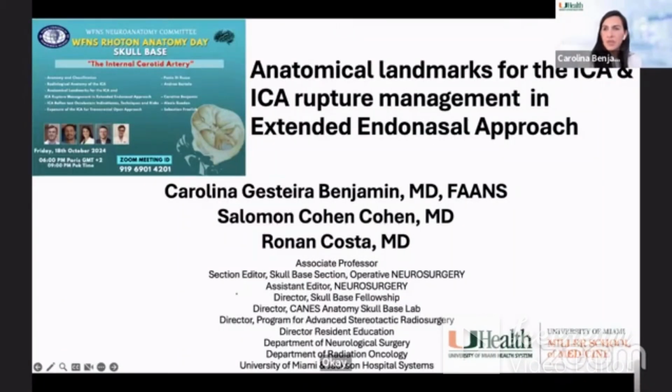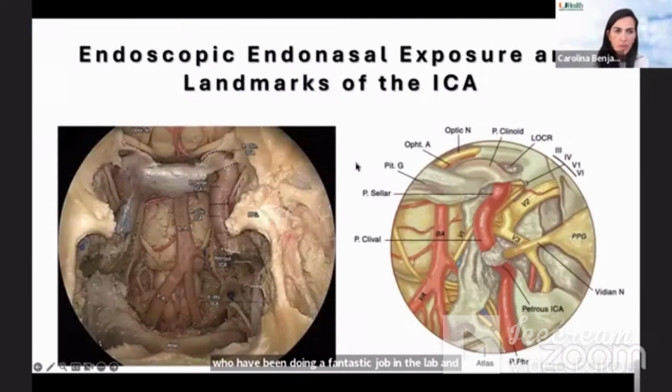All right. So I'm going to go over some of the anatomical landmarks of the carotid via the extended endonasal approach and also ICA rupture management. And I'd like to thank my fellows Solomon and Renan, who have been doing a fantastic job in the lab and also with this presentation that they were helping me with.